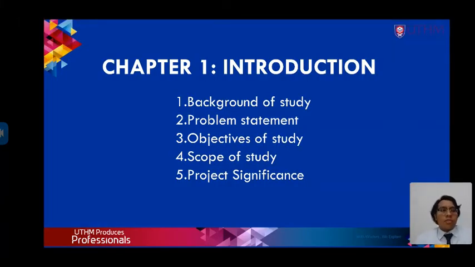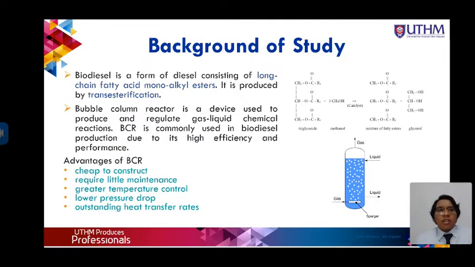First, we go to the introduction. The background of the study. Biodiesel is a form of diesel consisting of long chain fatty acid monoalkyl esters, and they are produced by transesterification reaction. On the right side, we can see the chemical reaction of the transesterification reaction, and then we use bubble column reactor to produce biodiesel.